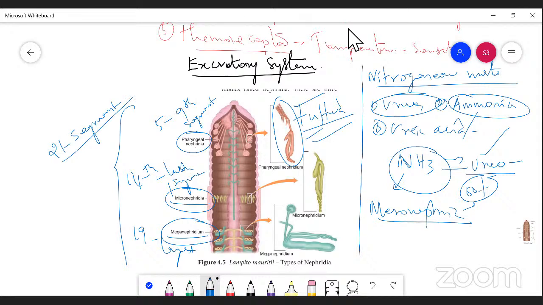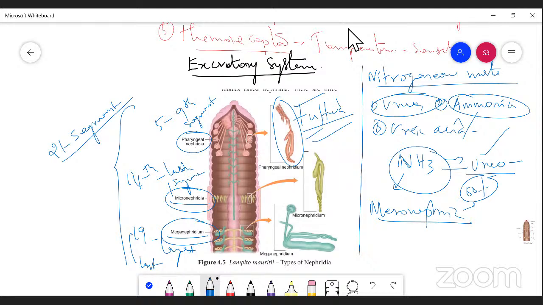Between the 5th segment and the 9th segment are the pharyngeal nephridia, otherwise called ductal nephridia. The second one is micronephridia, located from the 14th segment to the last segment of the animal body. Meganephridia means large size. These nephridia structures are located from the 19th segment to the last segment of the animal body.